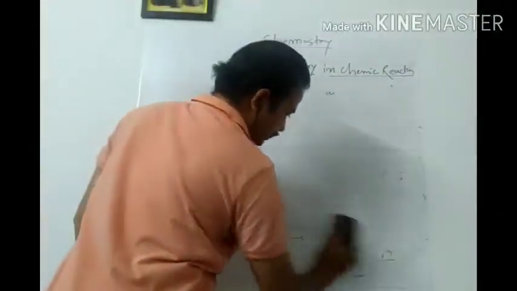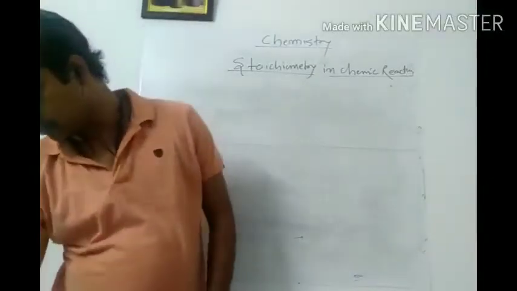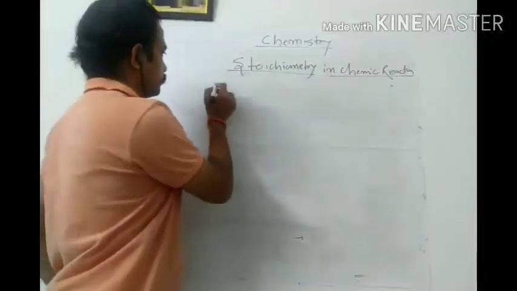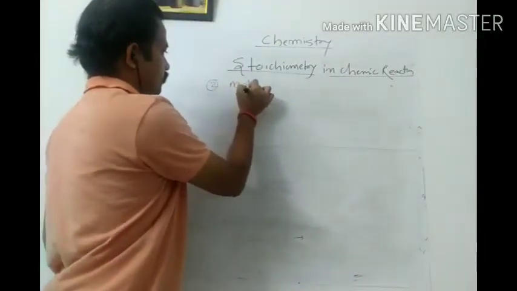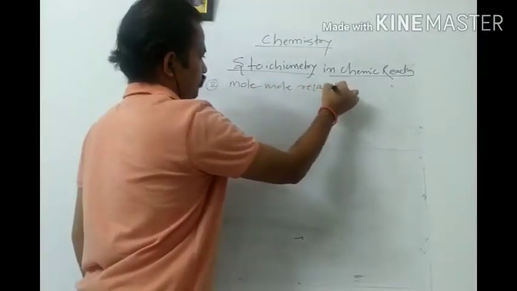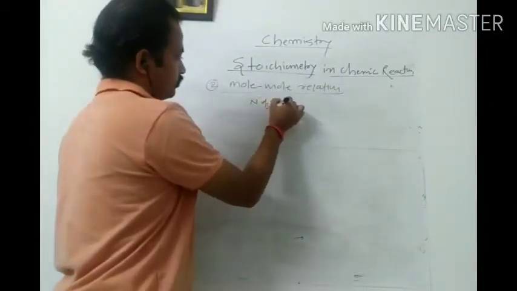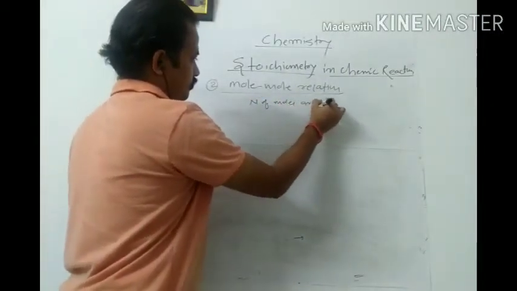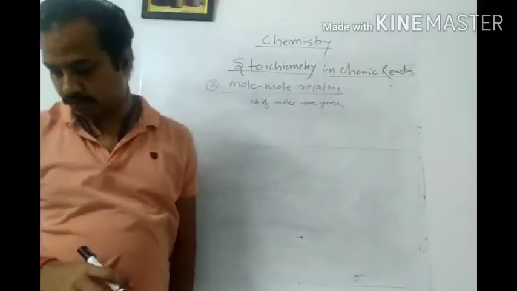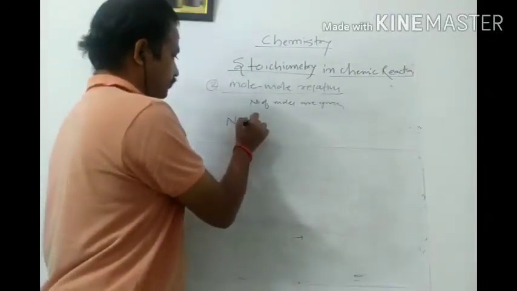So the second type of relation is the mole relationship. According to this relation, the number of moles is given. In this type of relation, the number of moles is given. For example, I will take one example. Let us say we are going to discuss this same reaction.